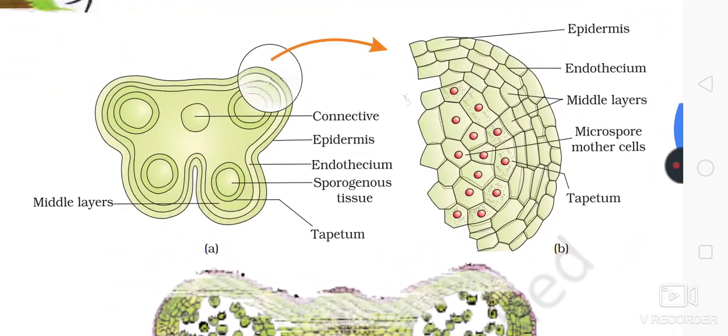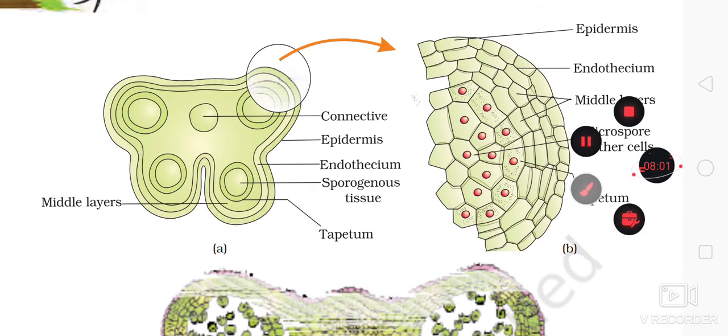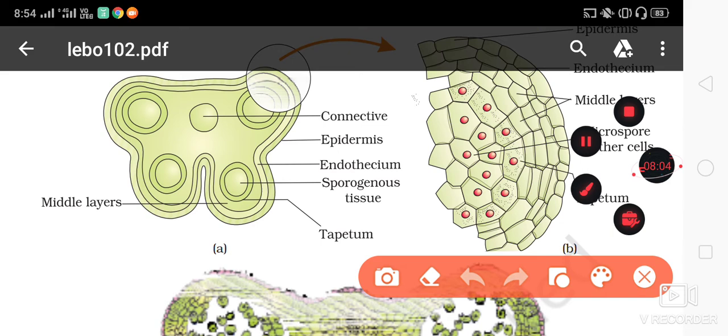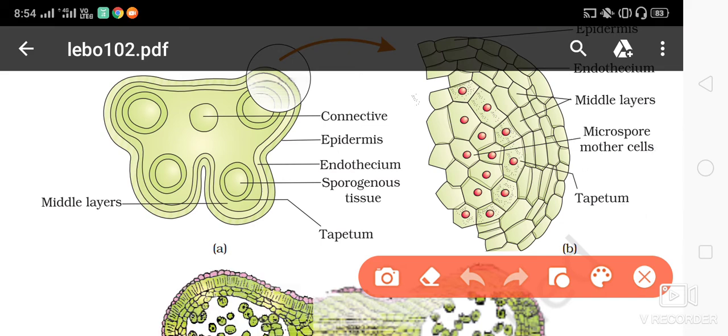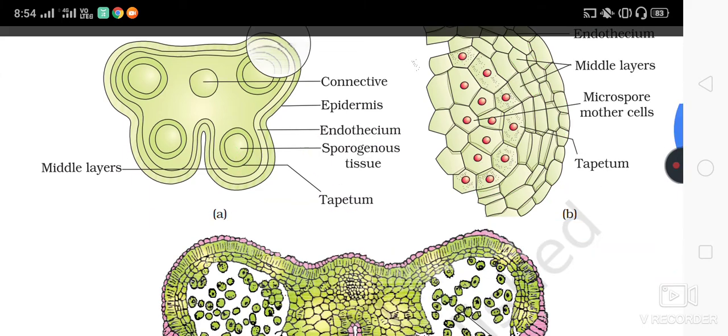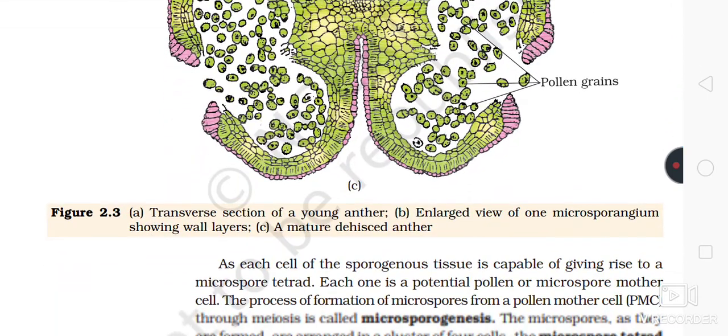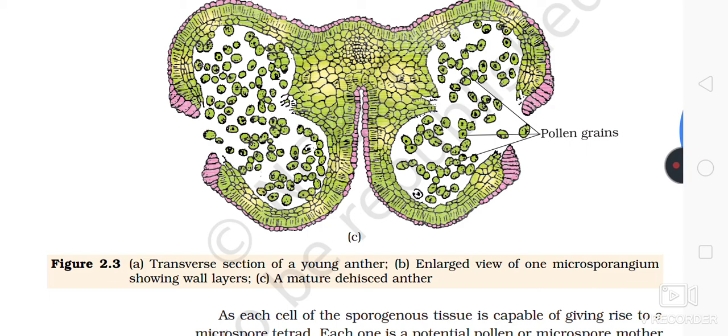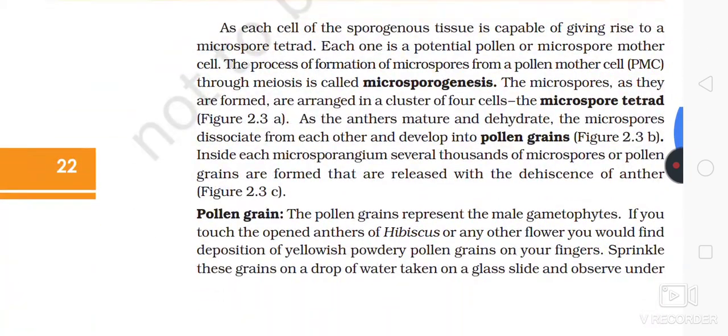Now you can see the structure here. Look here, this is the epidermis. The outermost layer is your epidermis. Then you have these middle layers, and then the innermost layer is your tapetum. Here also you can see the sporogenous tissue. So these are two diagrams, and this third one is a mature dehiscent anther, which is releasing pollen grains.